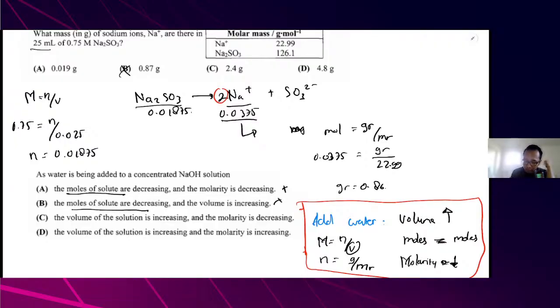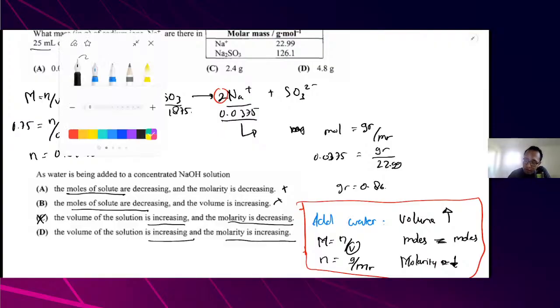The volume of solution is increasing, yes, and the molarity is decreasing. Yes, that's true. The volume of solution is increasing, yes. Molarity is increasing, no, not true during dilution. So dilution: more water, same solute, molarity goes down. Remember that one.